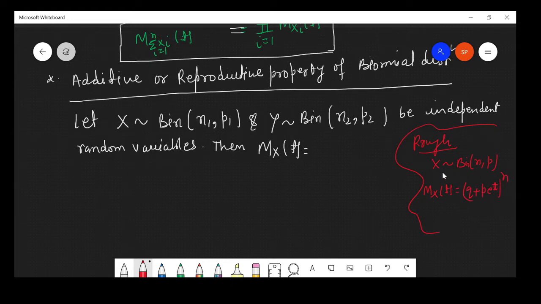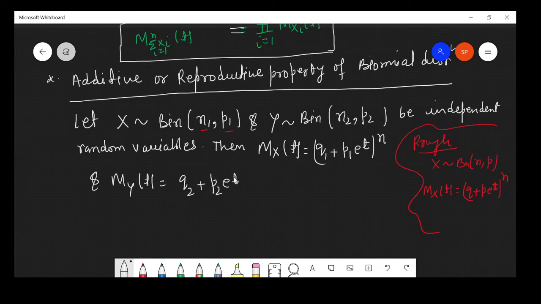This is the moment generating function of x, which follows the binomial distribution with parameters n1 and p1. That's why we can write the moment generating function as (q1 plus p1 e to the power t) whole to the power n1, and the moment generating function of y of t is equal to (q2 plus p2 e to the power t) whole to the power n2.